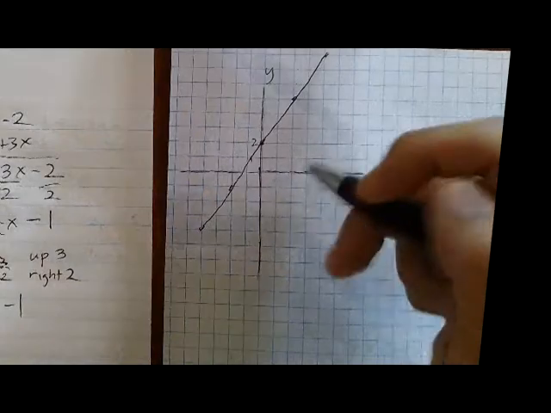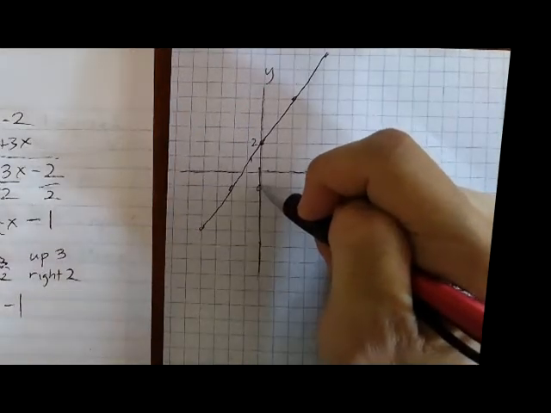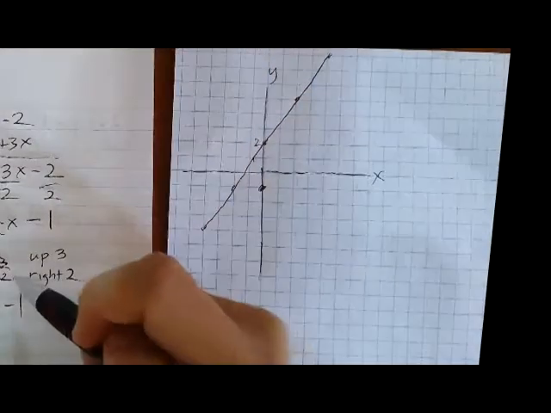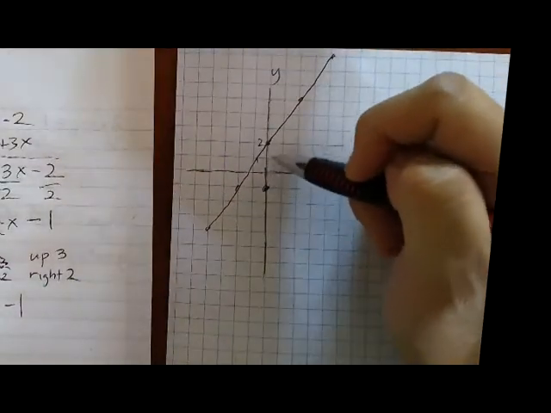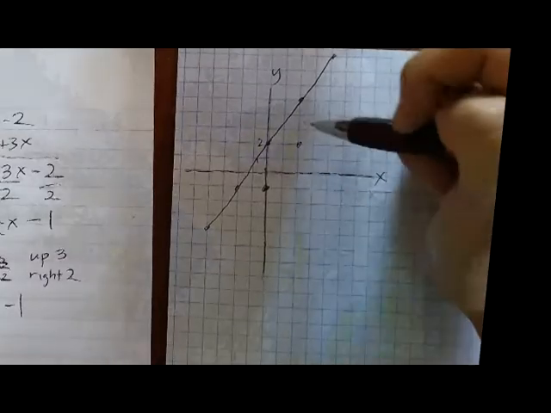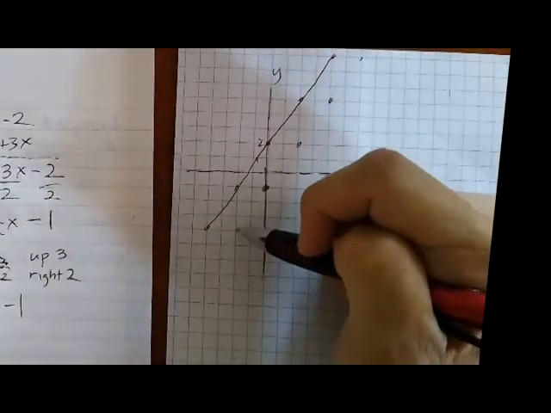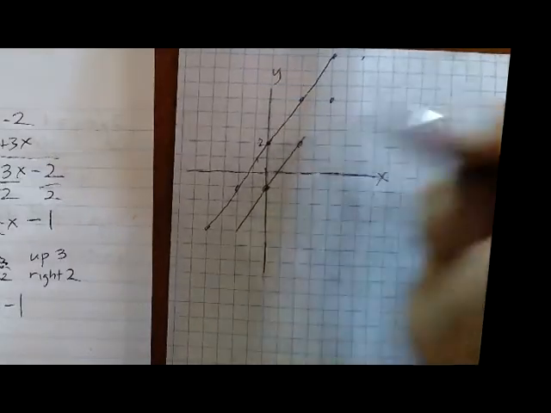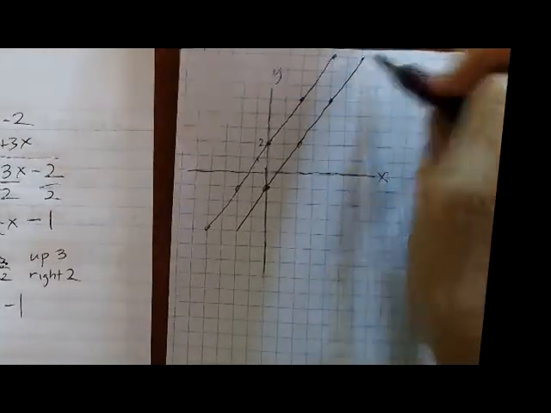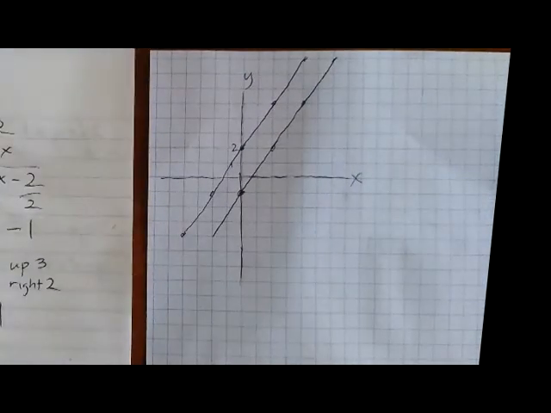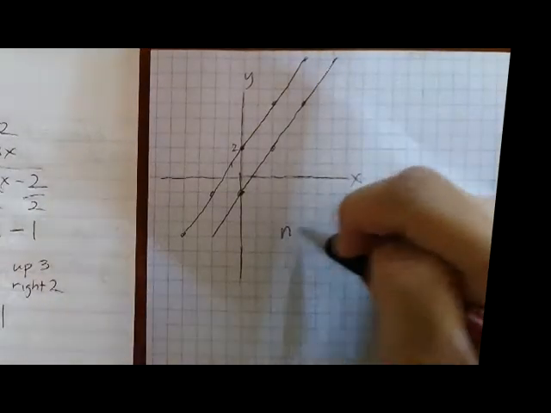Second one, y-intercept is at negative 1. Slope, 3 halves. So up 3, 1, 2. Okay, and then we connect the dots. All we gotta do now is figure out where the two lines cross. They don't cross. Good. In which case, there's no solution.